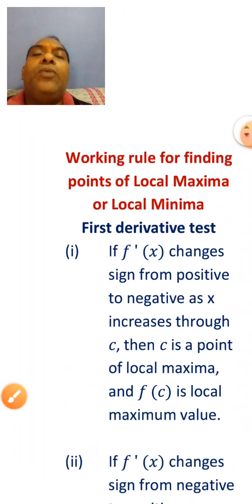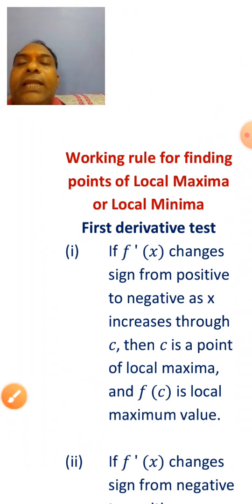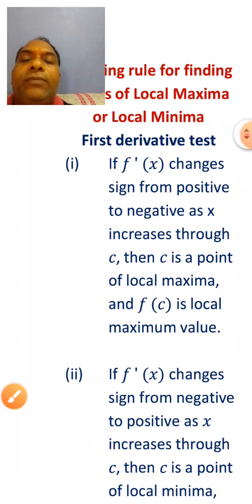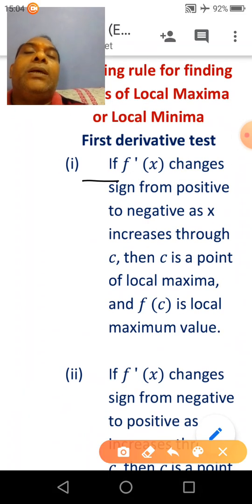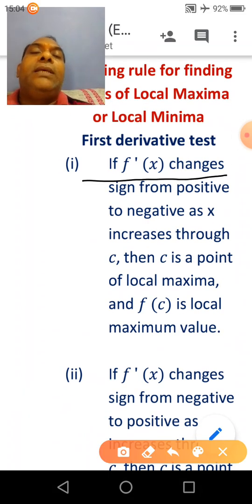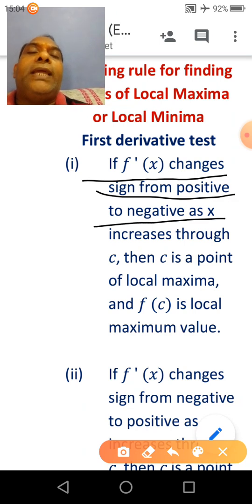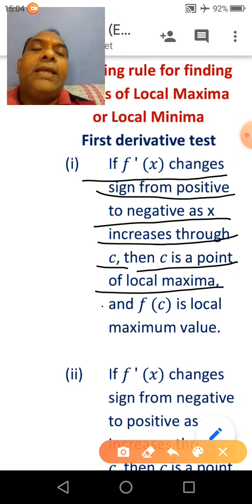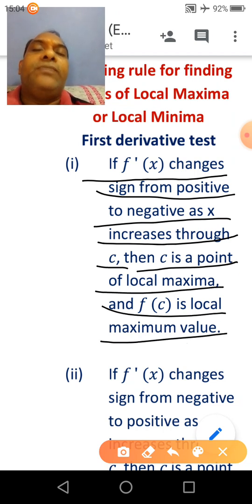Now, working rule for finding points of local maxima or local minima. So, first derivative test. In the first derivative test, firstly find f'(x). If f'(x) changes sign from positive to negative as x increases through c, then c is a point of local maxima and f(c) is the local maximum value. Clear?